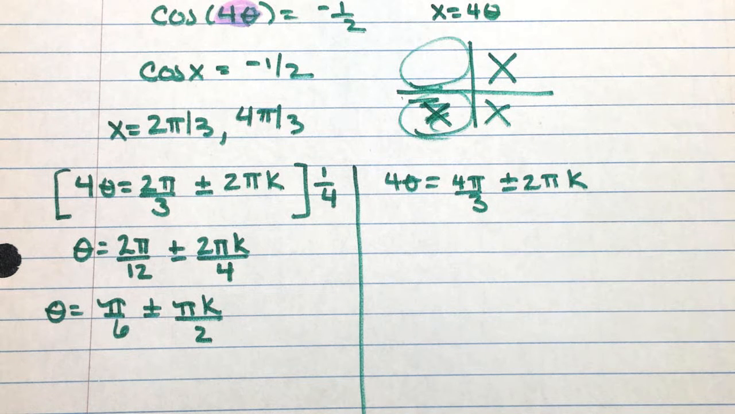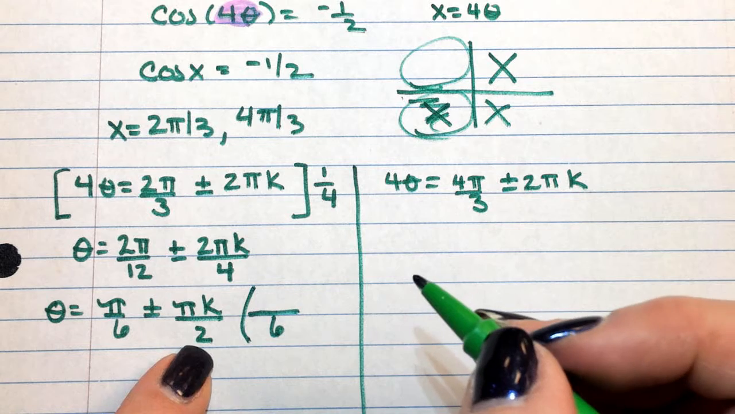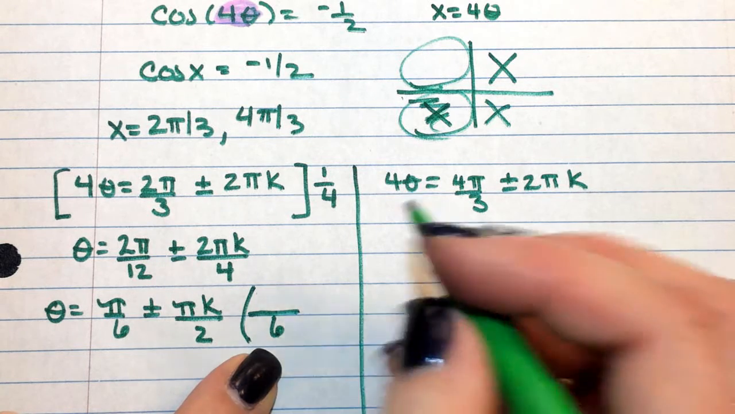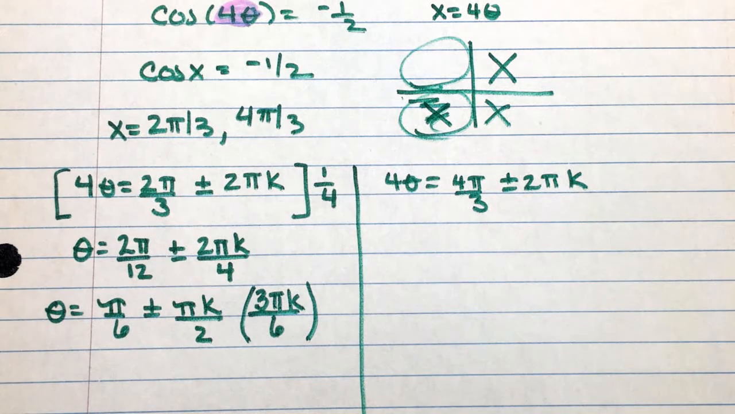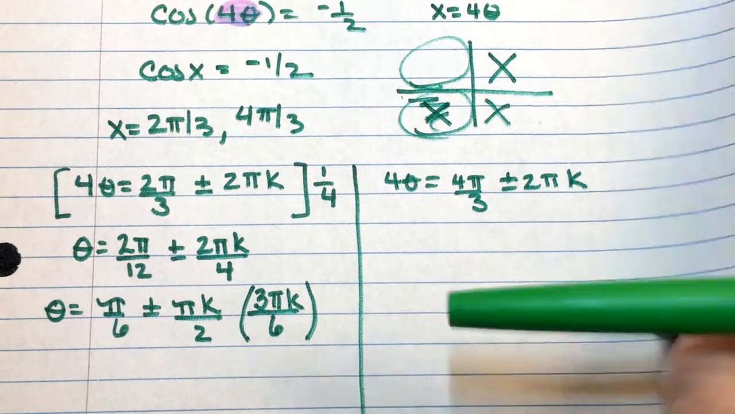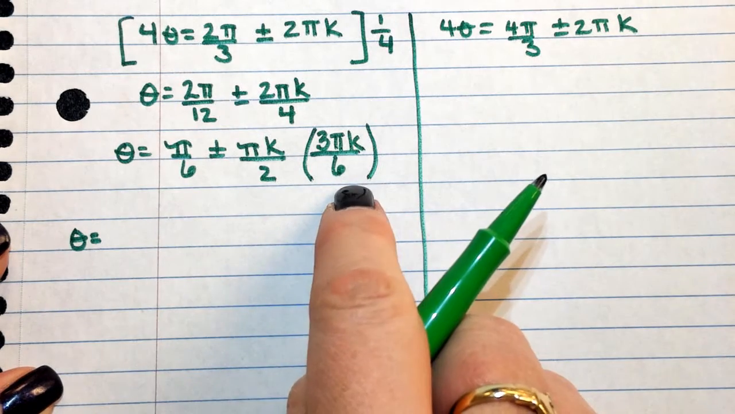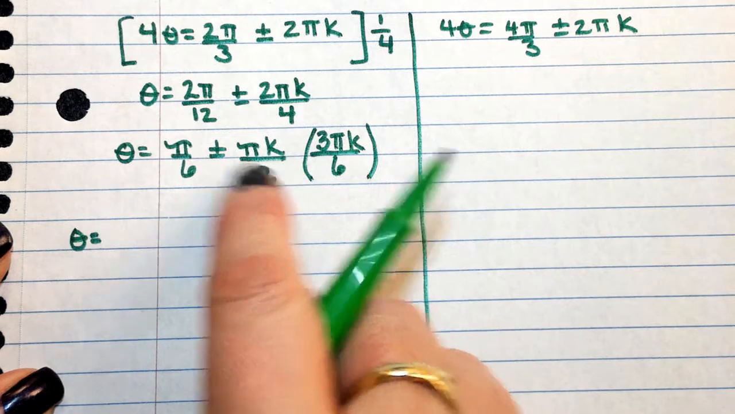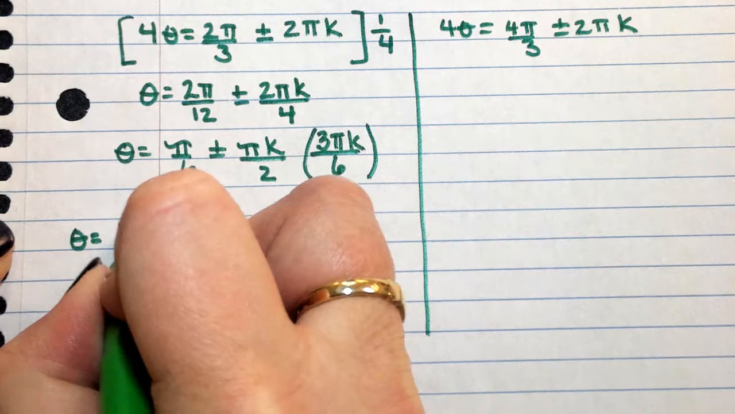So any questions on how I solve that for theta? Now again, I like to do this in the very beginning. Let me rewrite pi over 2 with the denominator of 6. So I know that 3 pi k over 6 is equivalent. So let me start by generating my list. Start with k is equal to 0. If I plug 0 in for k, 0 plus pi over 6 will give me what? Pi over 6.